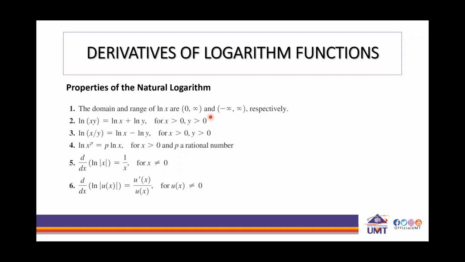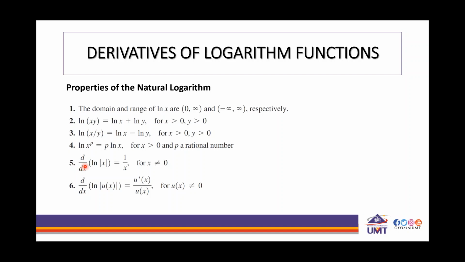These properties you should be familiar with. It's just for you to revise only. And ln x over y is equal to ln x minus ln y, and the same for x and y greater than 0. These are all things you have already learned and are at least a revision for you. ln x to the power of p is equal to p ln x, for x greater than 0 and p a rational number. So I really hope that this one is not a new property for you. This is just a recap.